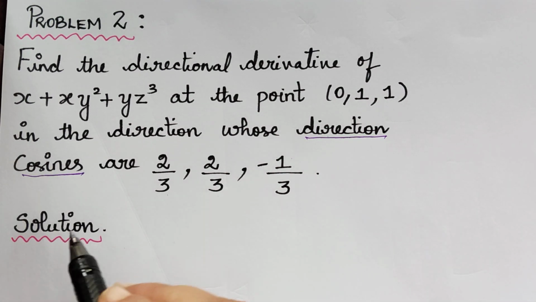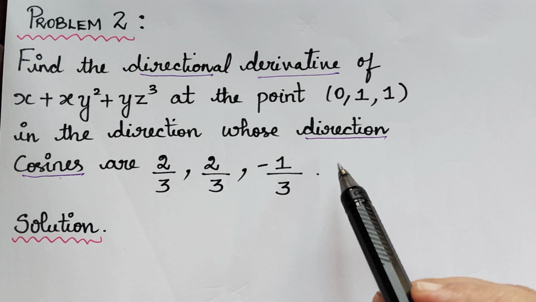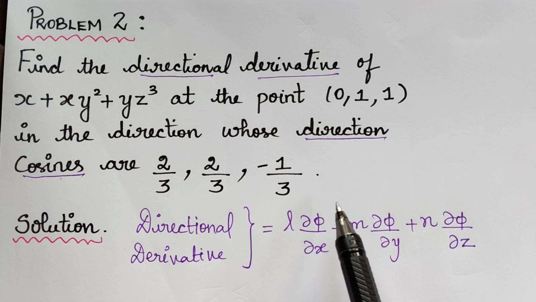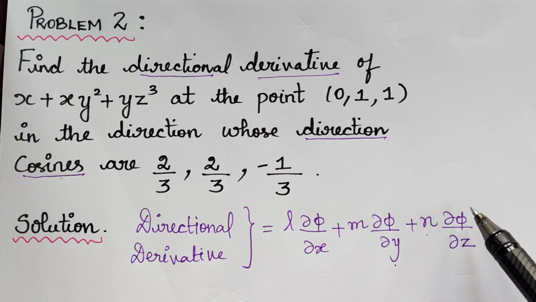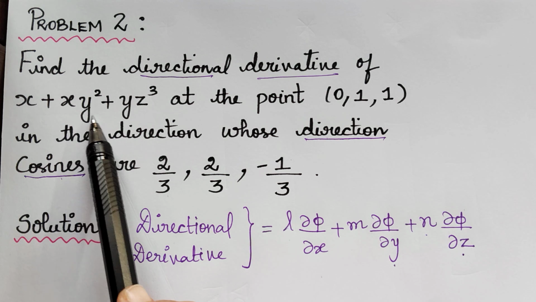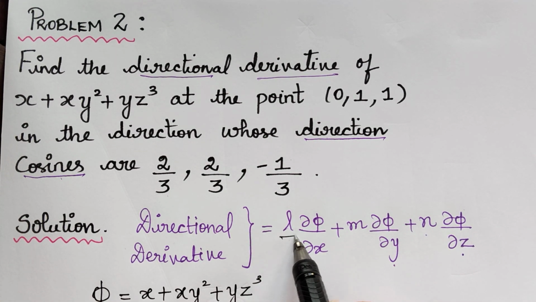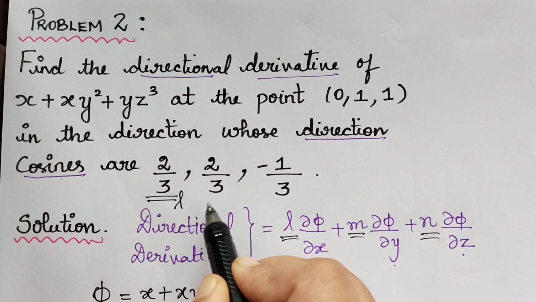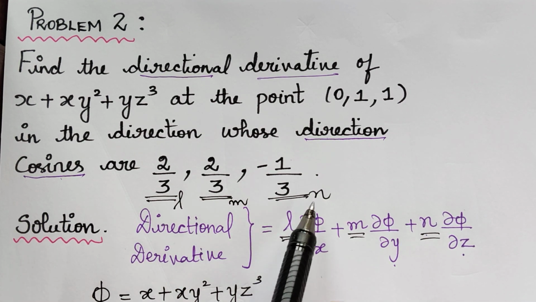So whenever the direction cosines are given and the question is about directional derivative, then the formula that we have to use is directional derivative equal to l multiplied with ∂φ/∂x plus m multiplied with ∂φ/∂y plus n multiplied with ∂φ/∂z. What is the value of φ? The value of φ is the scalar point function which is given in the question. So let us take and write that. And what are the values of l, m and n? l is 2 by 3, m is 2 by 3 and n is negative 1 by 3. They are the direction cosines.